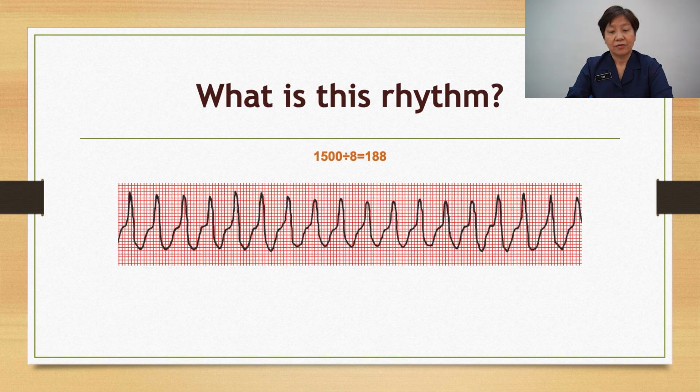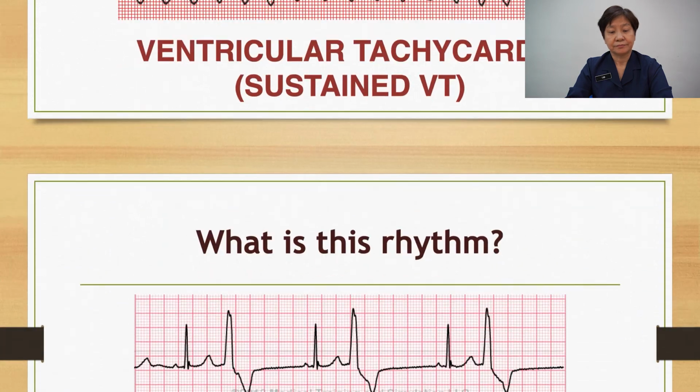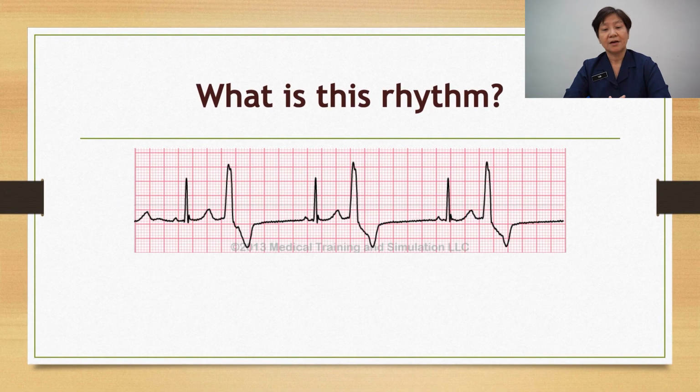Another example of your VT. Okay, here comes another pattern. Remember, just now I showed you all unifocal PVC. It comes one at a time like this, followed by your normal rhythm, or it comes two together where we call couplet, three we call triplet. The pattern here is different.